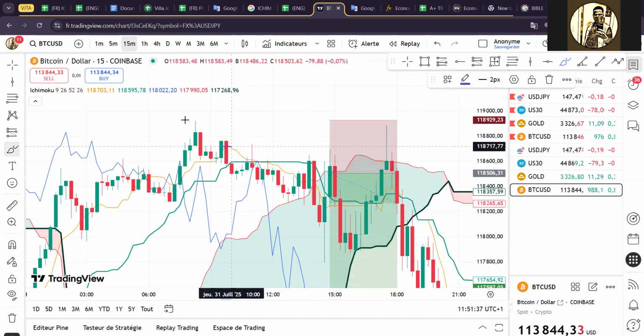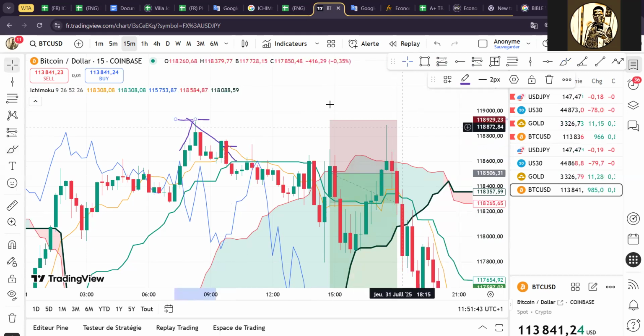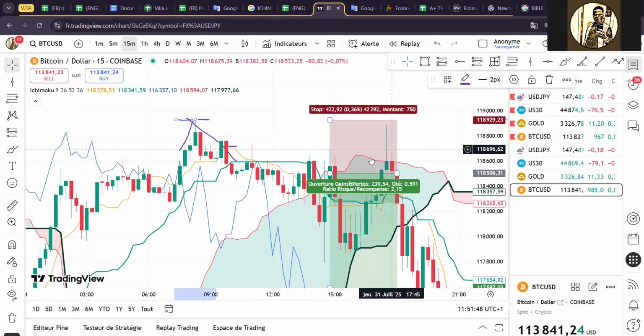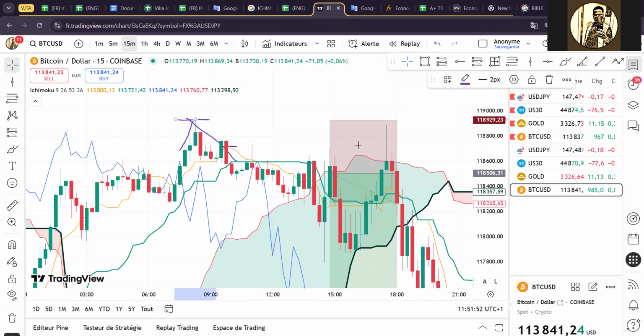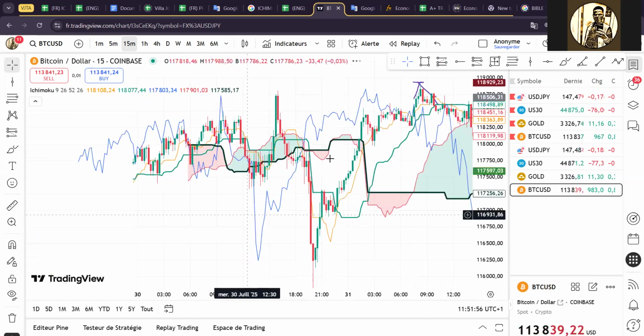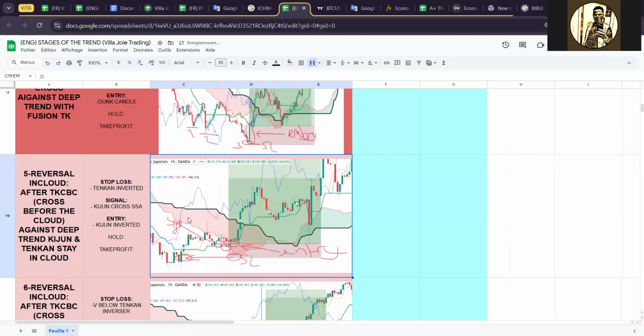This is Tenkan mountain, right? Prefer this V as a stop loss for reversal, all of these reversals, than Tenkan mountain. Okay, because you can have something tricky like this. Mostly on Bitcoin, you will have a lot of big retracement or huge retracement. Okay. So I think I'm done with some examples there.